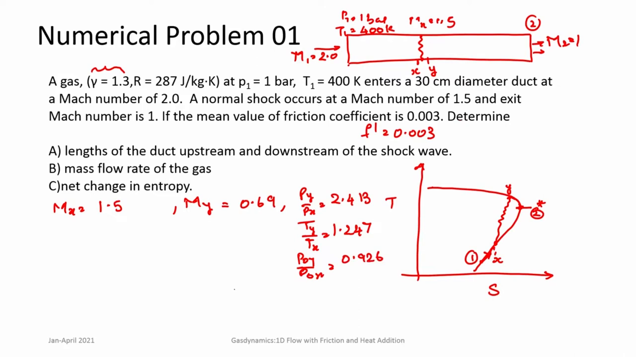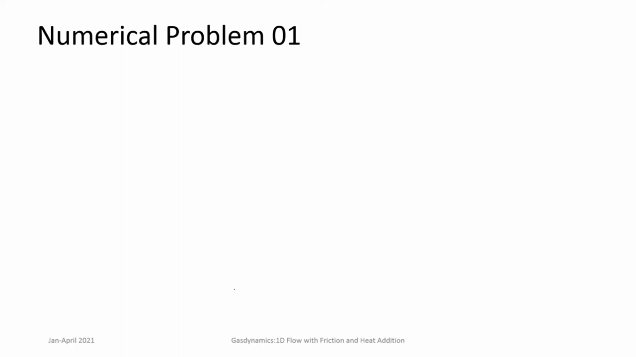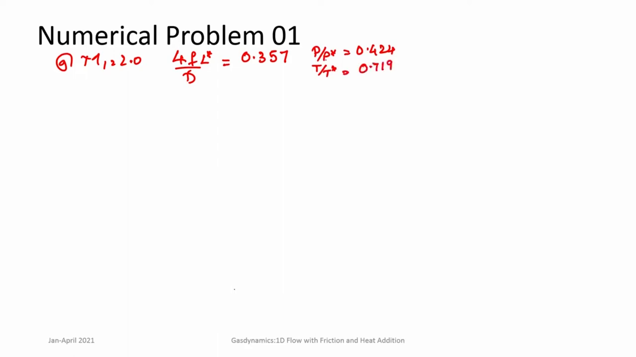So how do we proceed from here? What we should find out is what L1 is. At Mach number M1 equal to 2.0, the value of 4fL star by D is known, it is 0.357. You can also make note of P by P star, it is 0.424, T by T star is 0.719, and P0 by P0 star is 1.773. It is better to make note of them.